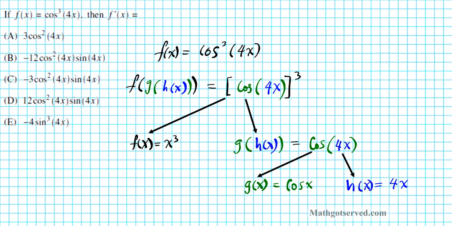Let's go ahead and find the derivatives of the functions. The derivative f prime of x, using the power rule, is 3x squared. The derivative of g of x, don't forget the negative, is negative sine x. And then the derivative of h of x, h prime of x, is 4.